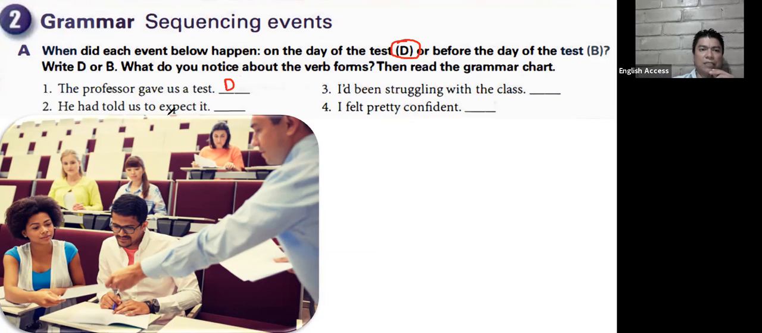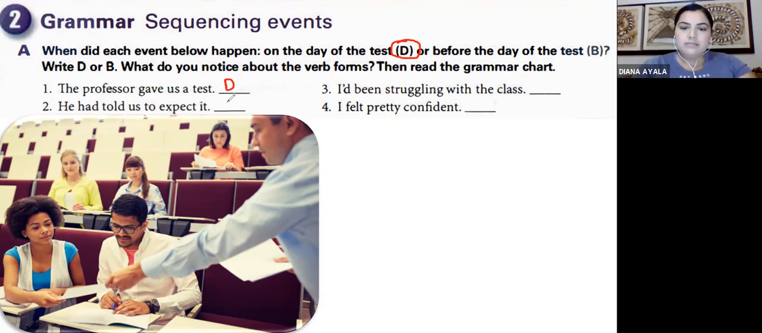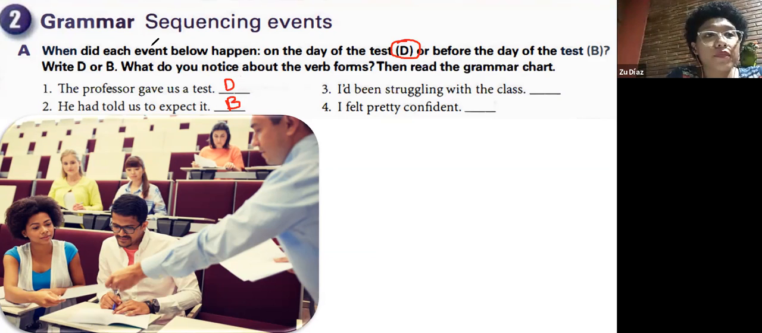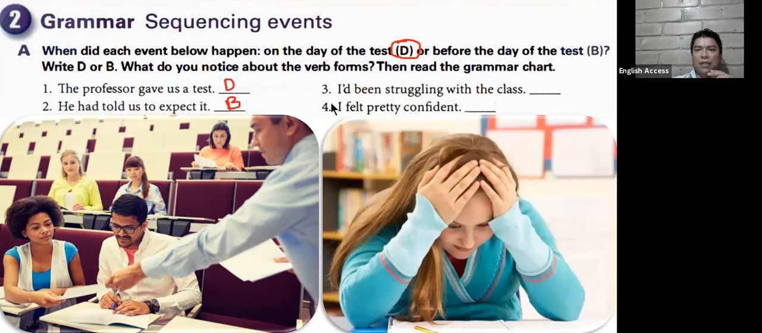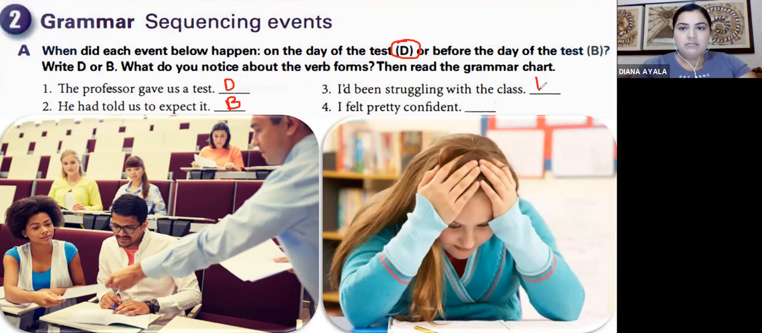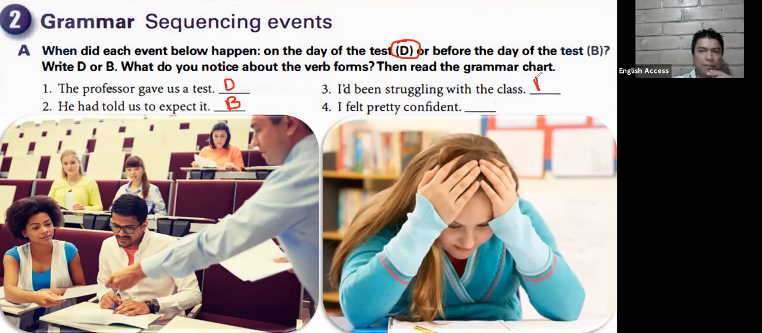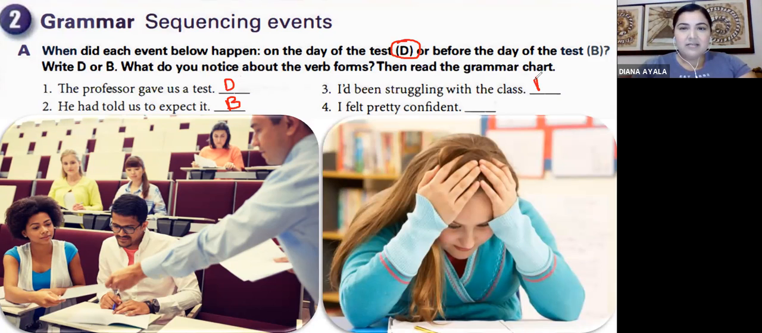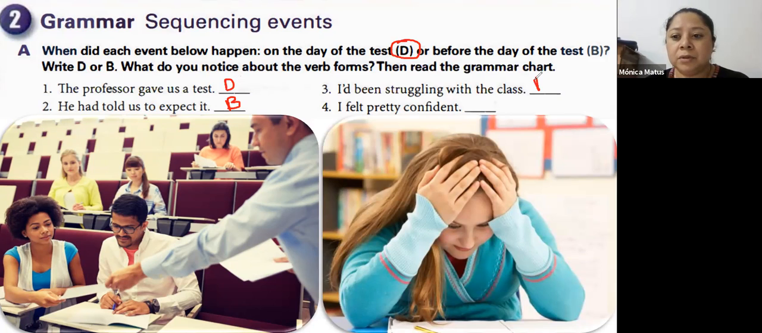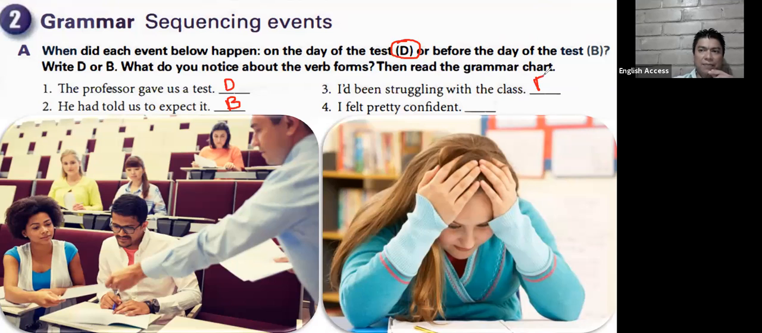Number two, he had told us to expect it. B. Before the day of the test. Very nice. Number three, I had been struggling with the class. The day of the test? I think it's before the day of the test. No, it is before. I think it's B, before. Letter B as in before.